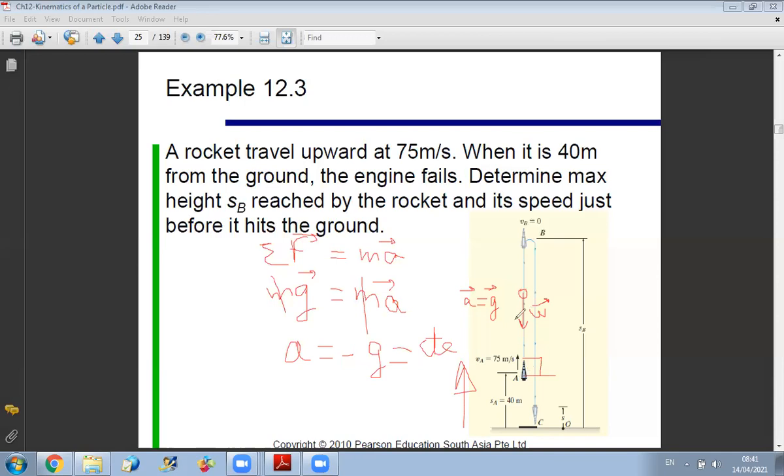Okay? So now, our purpose is to find the maximum height reached by the rocket and its speed just before it hits the ground. So for the first step, how to find the maximum height reached by the rocket? What will happen at maximum height? Velocity equals zero. Very good. So the condition that you know is that at maximum height, zero velocity. And at the initial position, you know the velocity. So what do you suggest? How to find the maximum height? Which formula will be straightforward to use?